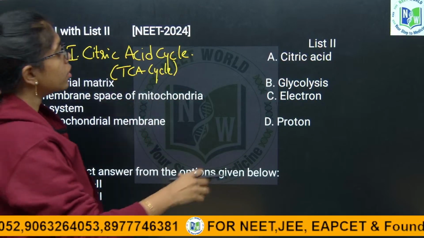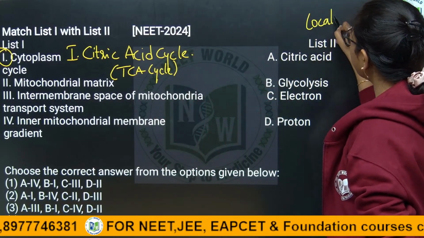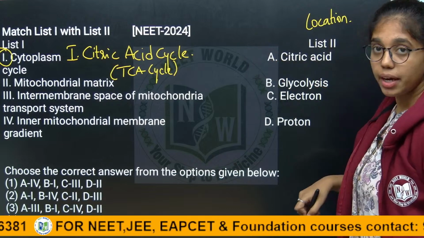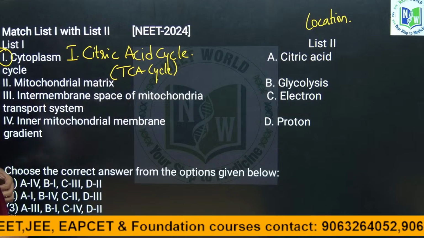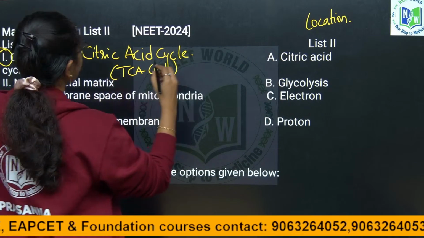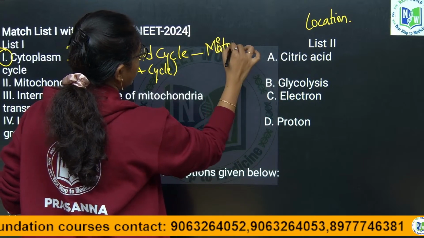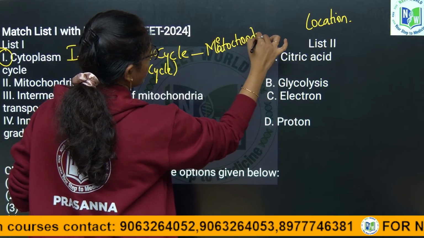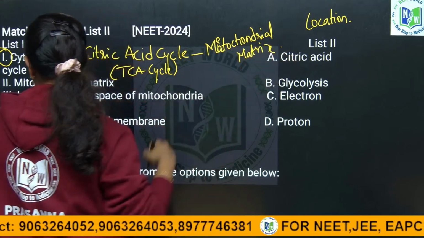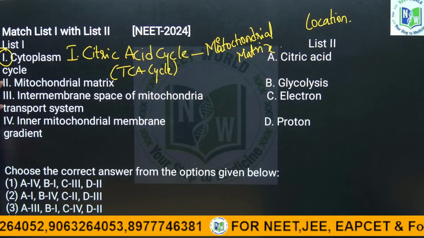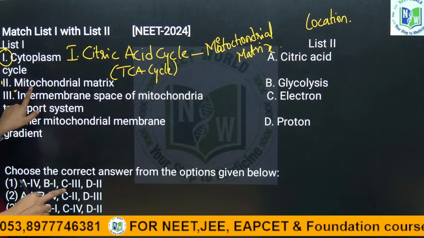In list 2, they have provided you the locations. Where does that take place? The citric acid cycle, or TCA cycle, takes place in the mitochondrial matrix. Okay, the citric acid cycle will take place in the mitochondrial matrix, that is 2. So A is 2.